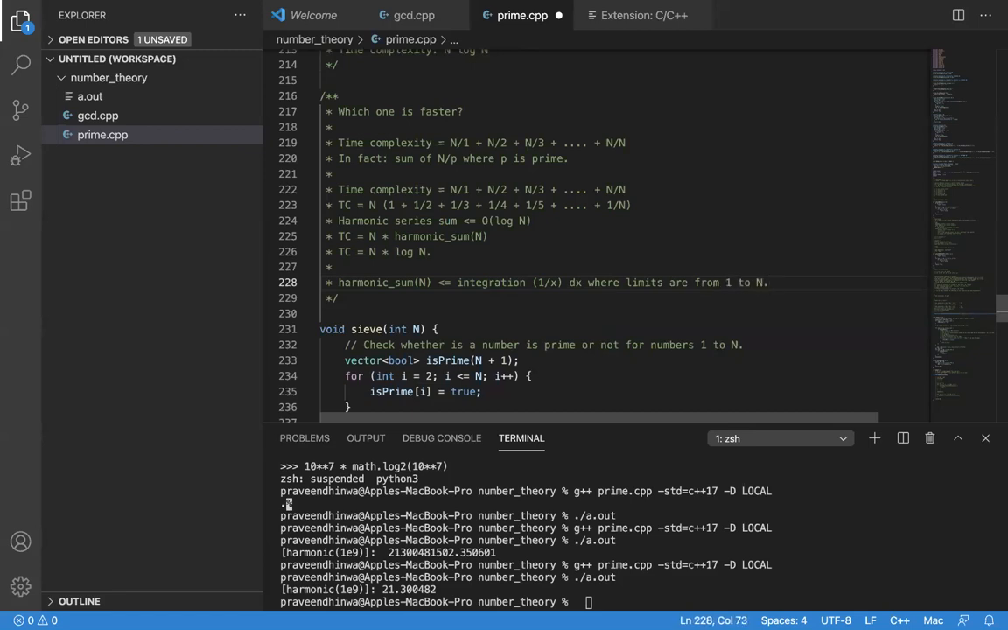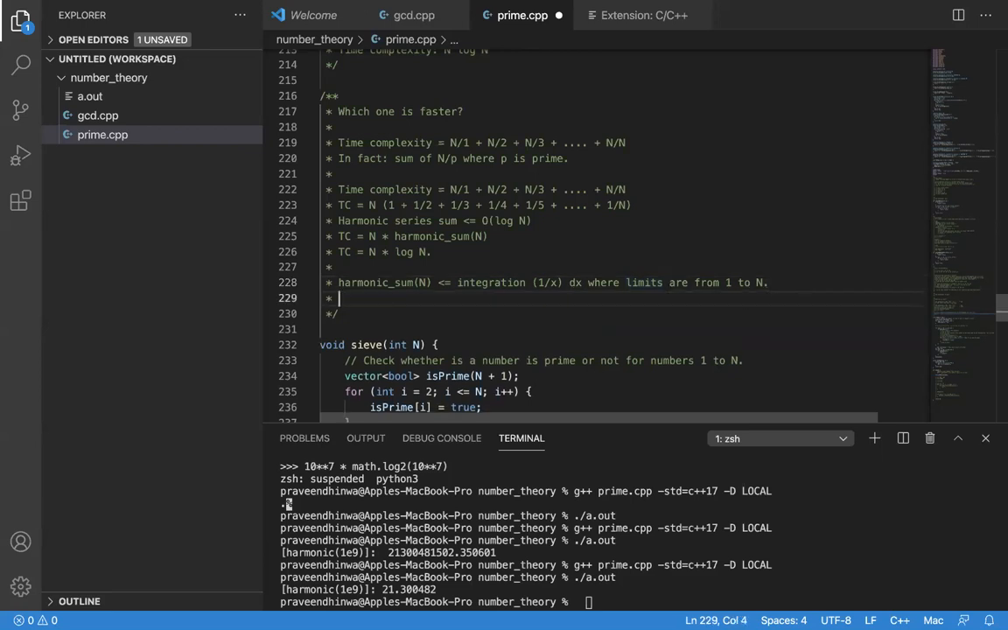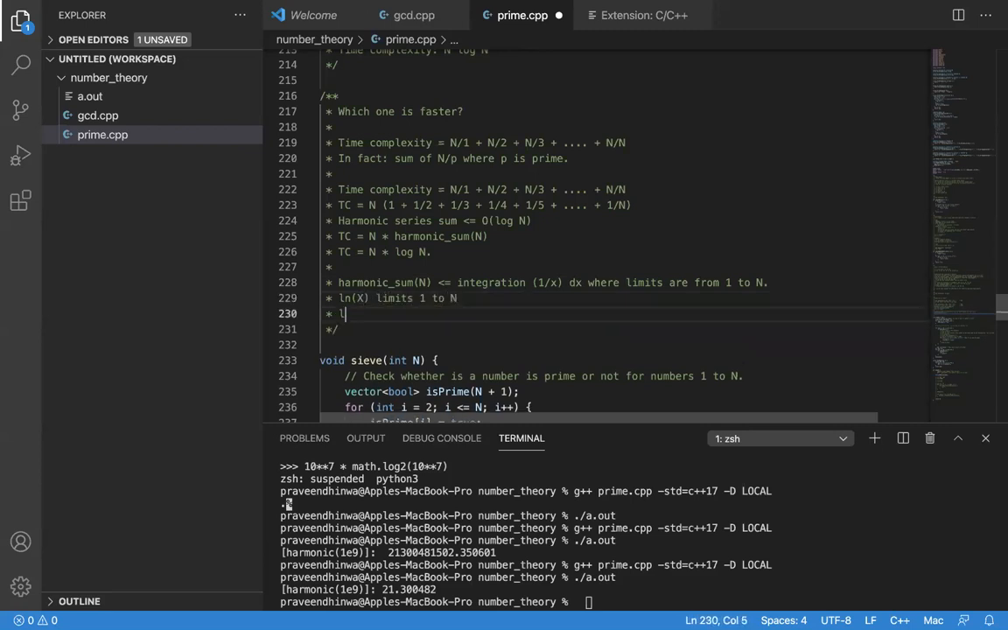Because this 1 by x times dx will be larger, because these numbers 1 by 1 plus 1 by 2 plus 1 by 3 will be in the integration already. So this integration will be larger. So what is the integration of 1 by x? The integration of 1 by x is ln x. And if you put the limits from 1 to n, you get ln of n minus ln of 1, which is ln of n, since ln of 1 is 0. So this harmonic sum is less than or equal to ln of n.